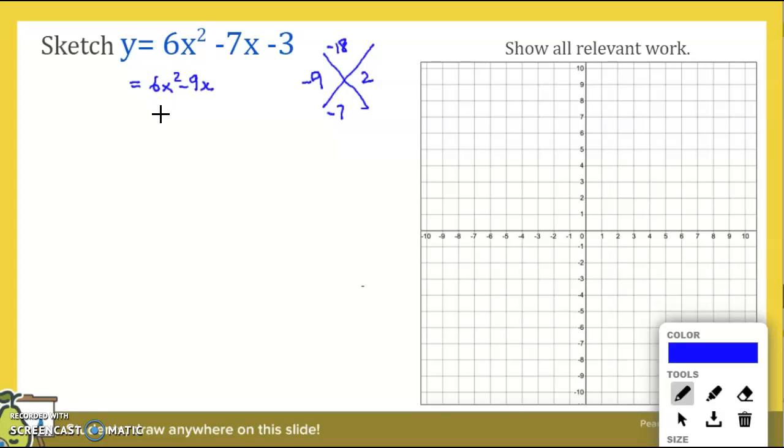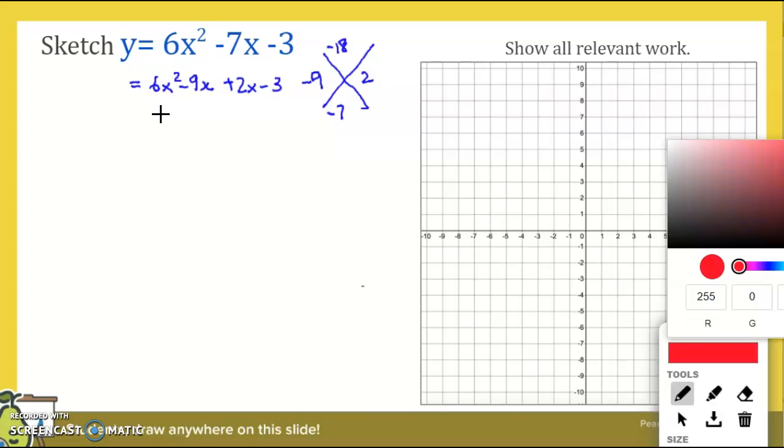plus 2x minus 3. Okay, so then from here I am going to put in my two parentheses, factor the first half, 6x squared minus 9x. I can factor out 3x, and I know that 3x times what is 6x squared? That's going to be 2x. 3x times what is negative 9x? Negative 3. And then for the second part, I do not have any factors.